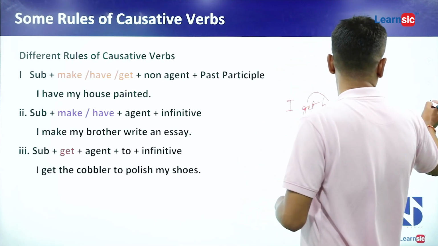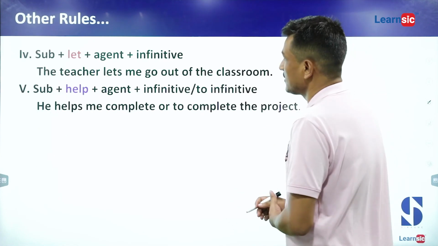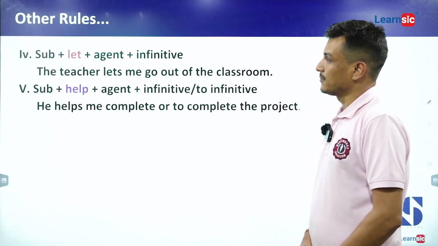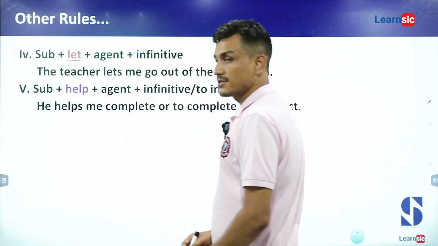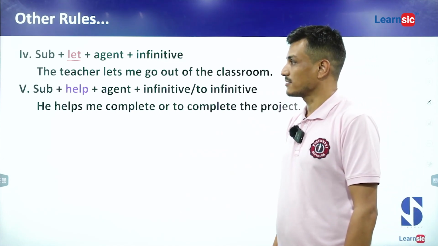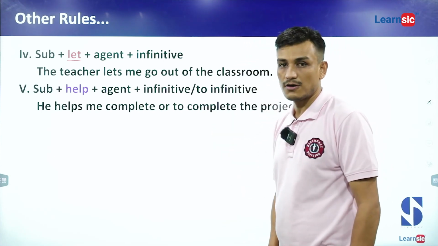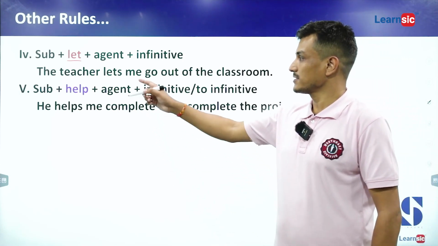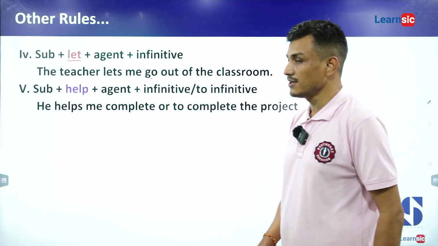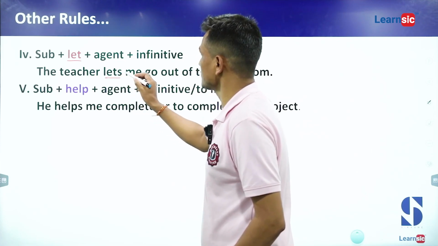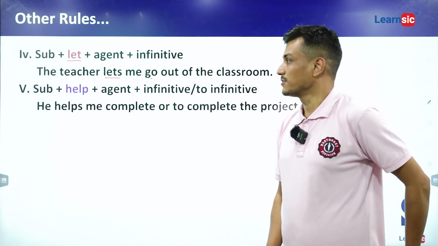Let's go for the other types of verbs now. Let's go for let. Let is used only with the agent, or let's say the doer of the action. It is not used with the non-agent. The structure is subject plus let plus agent plus infinitive. The example is: the teacher lets me go out of the classroom. Here, lets is the verb and me is the agent, the doer of the action. The teacher lets me go out of the classroom.